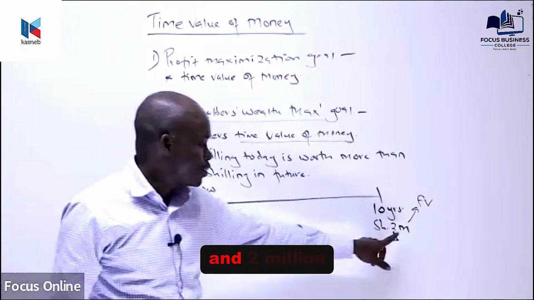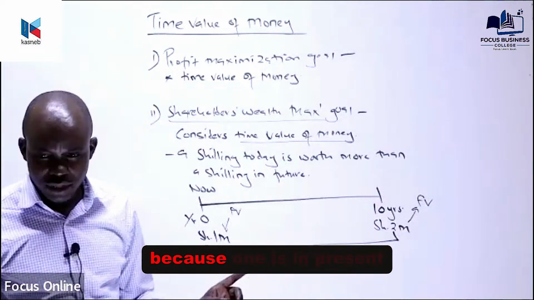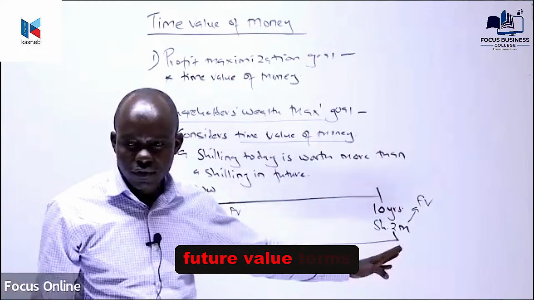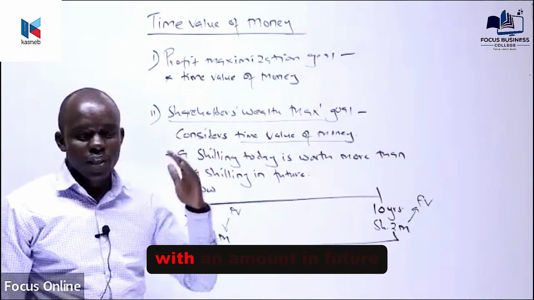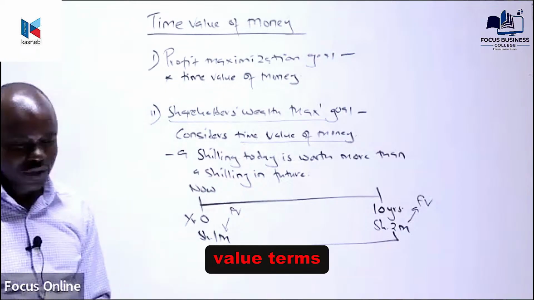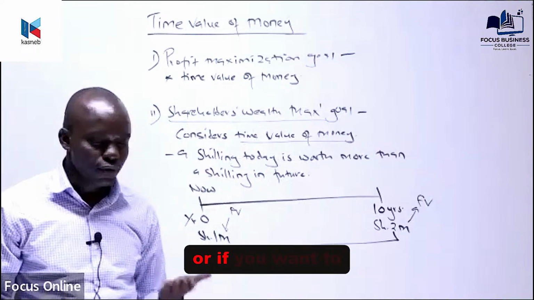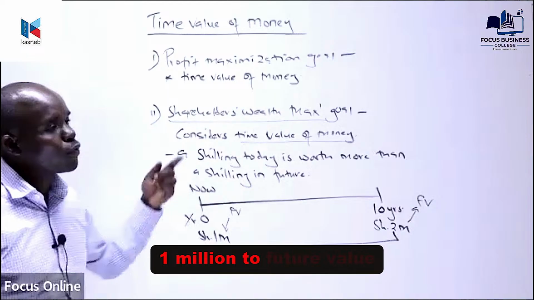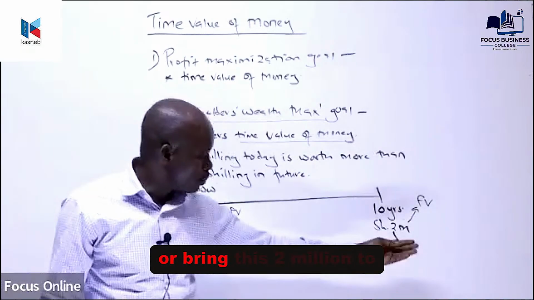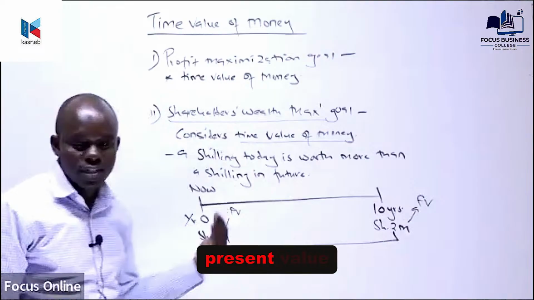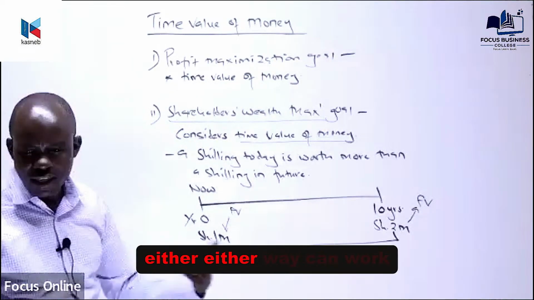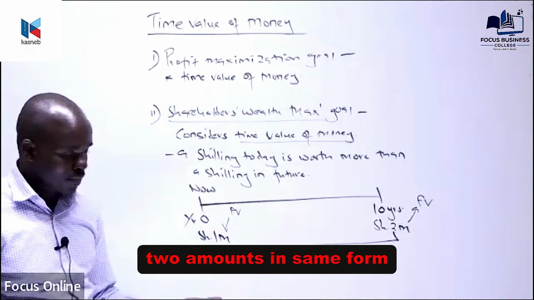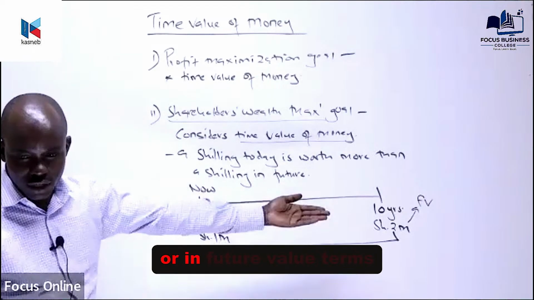Are we together? You would rather go for the 1 million shillings today, but you cannot compare 1 million and 2 million. Those two figures are not comparable because one is in present value terms, the other one is in future value terms. You cannot compare an amount in present value terms with an amount in future value terms. If you want an even ground for comparison, you must either take this 1 million to future value or bring this 2 million to present value. Either way can work, but you must compare the two amounts either in present value terms or in future value terms.